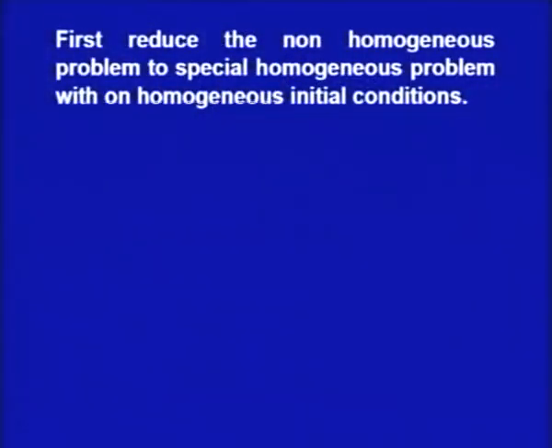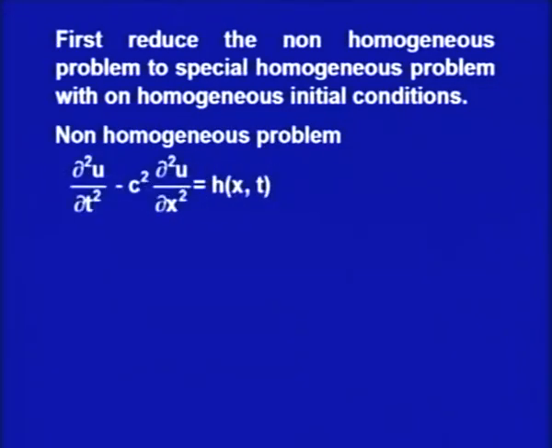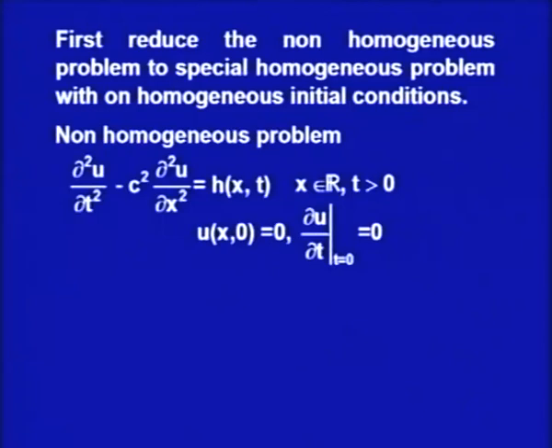What is that? It reduces this non-homogeneous problem to a special homogeneous problem with non-homogeneous initial conditions. See, the non-homogeneous problem is ∂²u/∂t² minus c² ∂²u/∂x² is equal to h(x,t) in the region x belonging to R and t positive, and the initial conditions are homogeneous, that is u(x,0) is 0 and ∂u/∂t at t equal to 0 is 0. Now, we reduce it to a special homogeneous problem with non-homogeneous initial conditions.